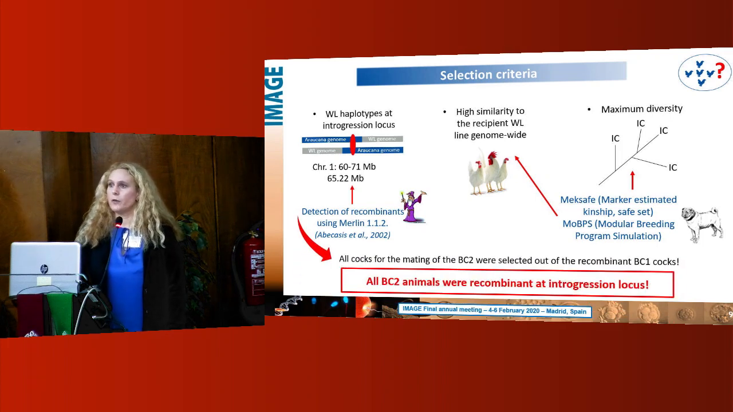For the mating of the BC2, we only selected the cocks out of the recombinant BC1 cocks. Therefore, all BC2 animals in our case study were recombinant at the introgression locus.